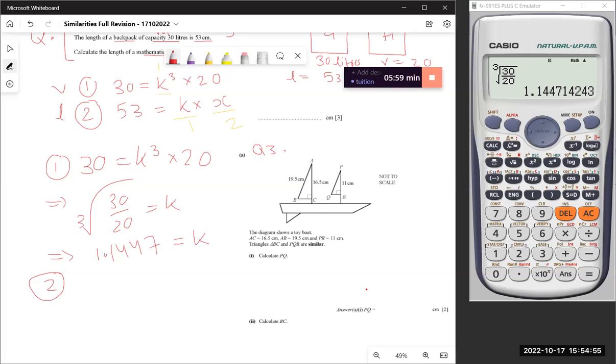Think and tell me. We'll take 53, the second equation. The second equation here: 53 equals 1.1447 into x. Right, 53 equals 1.1447 into x. So now I can find x. What is x? X equals 53 divided by 1.1447. Okay. So Diana, tell me the answer.